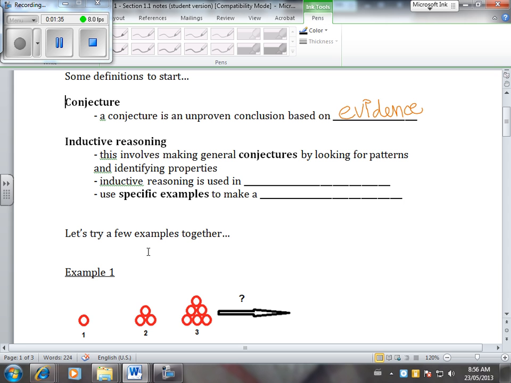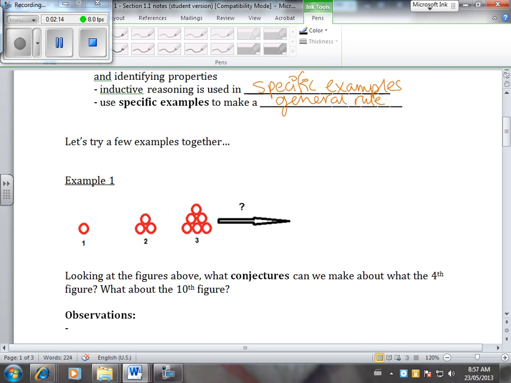And inductive reasoning is the process of making general conjectures by looking for patterns. When you look for a pattern, you identify a certain property. We use inductive reasoning in specific examples, and then using those specific examples, we make a general rule. So in inductive reasoning, we start small and go big. You look at, say, 3 pieces of evidence, and then you make this sweeping conclusion about everything. So things like this.